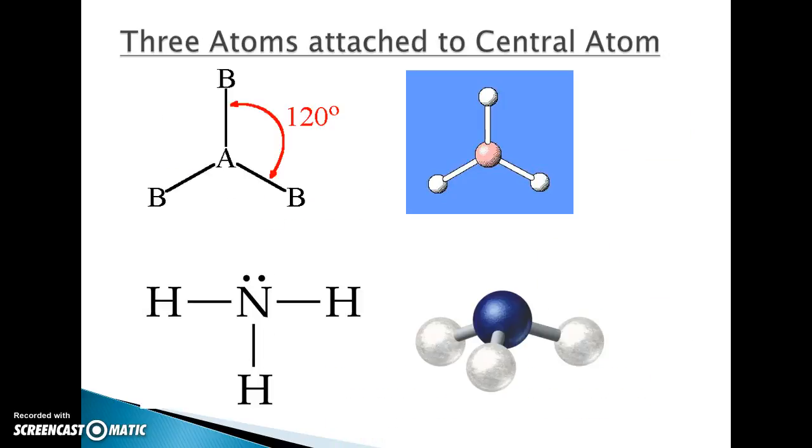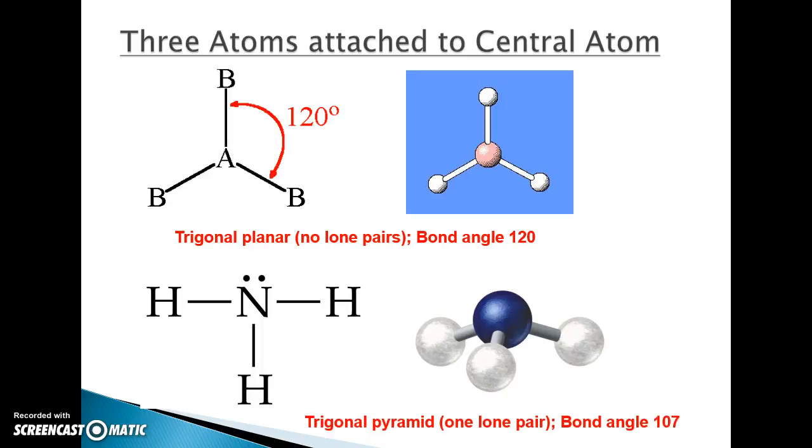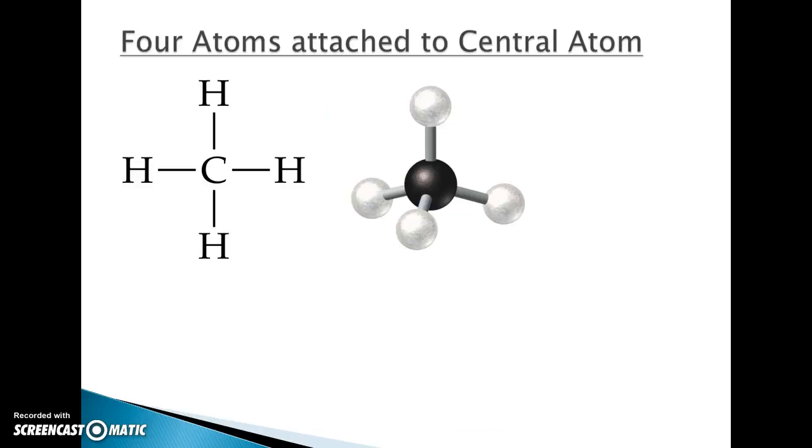When we have 3 atoms attached to a central atom, again we see differences based on the presence or absence of lone pairs. The first molecule has no lone pairs in the central atom, so the furthest distance that these bonds can be away from each other is 120 degrees. Okay? If there is a lone pair, however, this becomes a trigonal pyramid, where the bond angle is about 107 degrees.